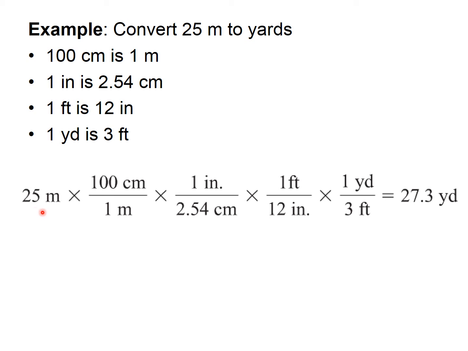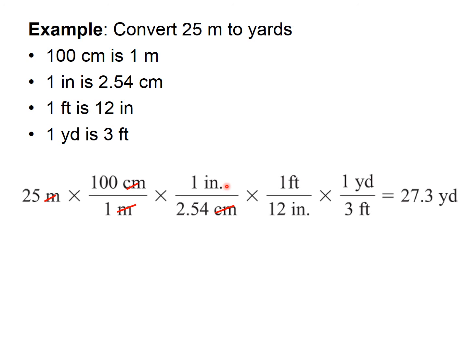So we're going to start with our original quantity, 25 meters. Now we're going to multiply by 100 centimeters over 1 meter. And when we do that, we see that meters cancel, and I'm left with centimeters. Now that's not the final unit that I want. So we're going to multiply by 1 inch over 2.54 centimeters. And when we do that, centimeters cancel, and I'm left with inches.